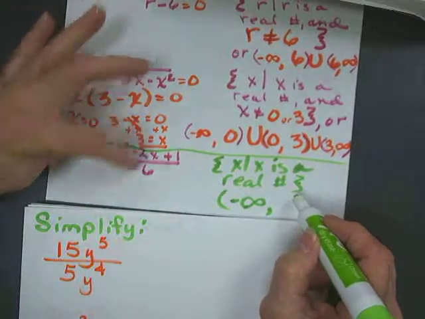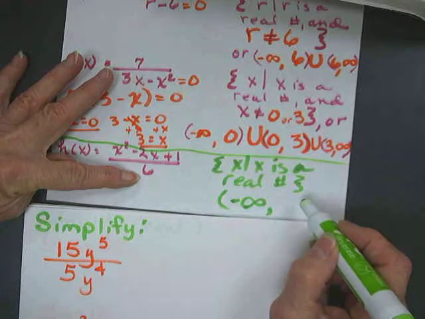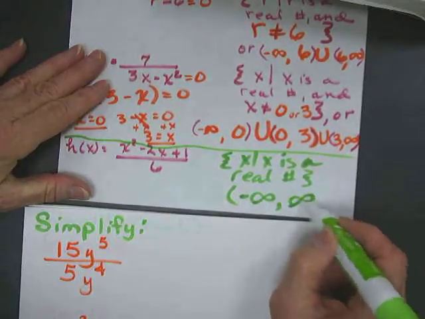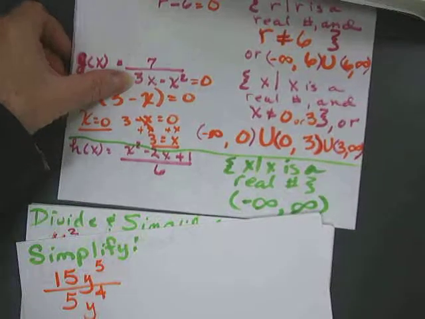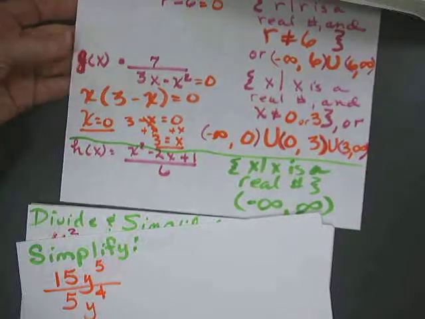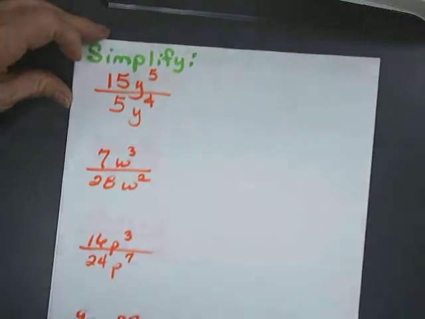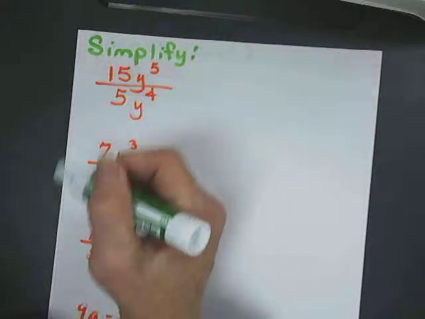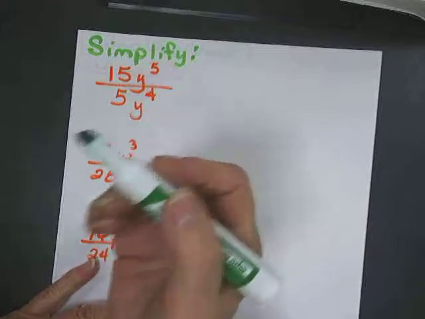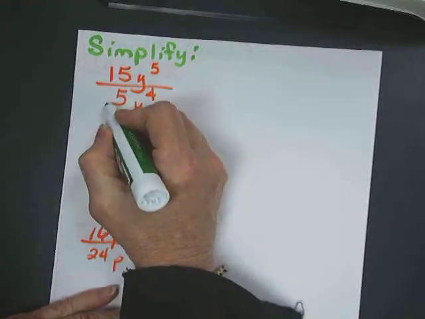Okay? Set notation all the way from -infinity to infinity. X could be anything. There's nothing that we're going to exclude. I don't know if you'll get any like that. I didn't see any in the homework, but I thought we should throw one in just in case. If there's no x's on bottom, the domain would be any real number.